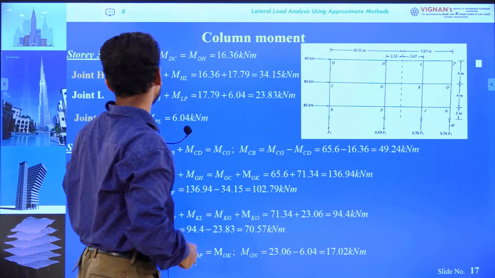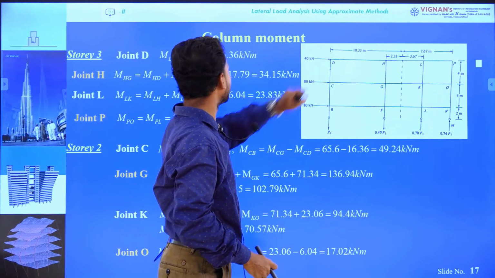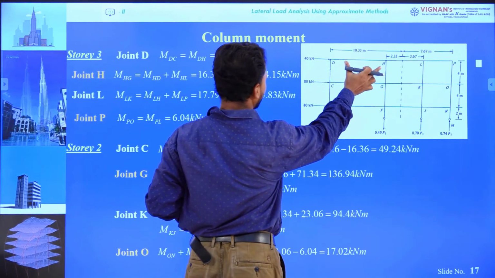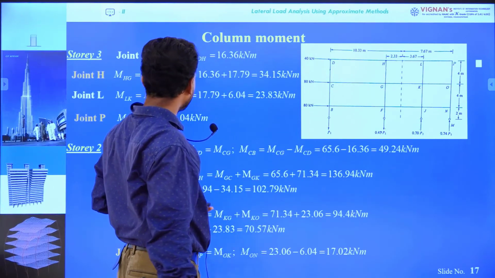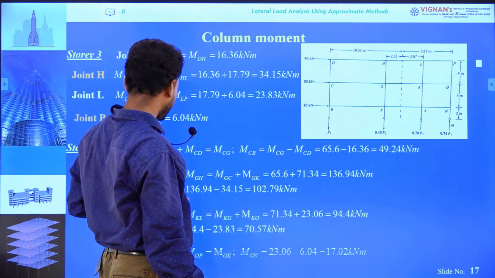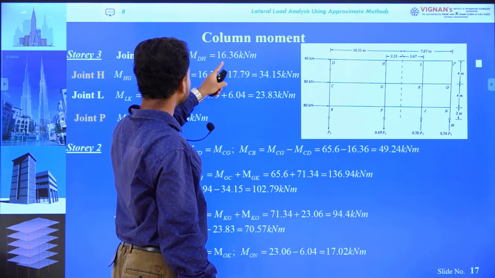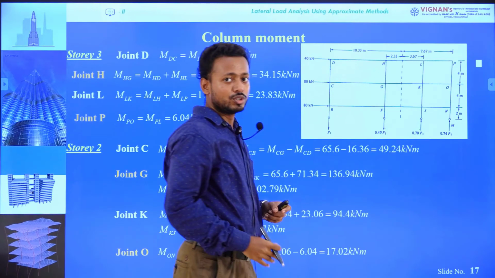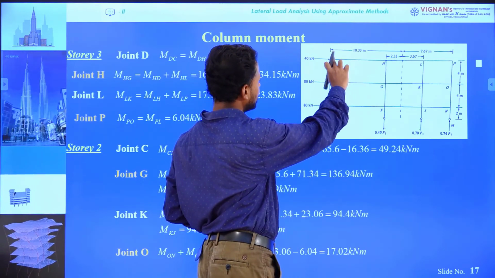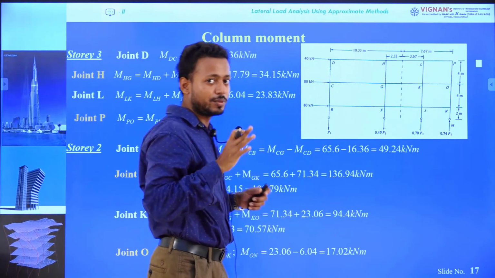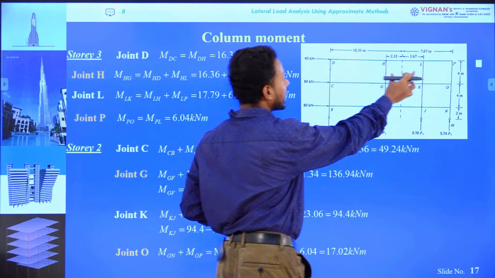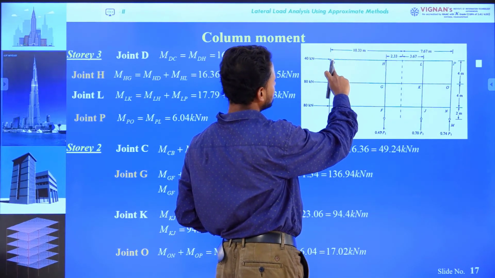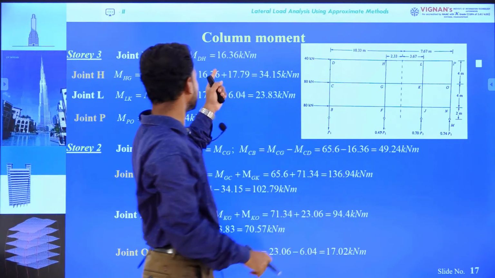So, here come to joint D. At this joint, we have MDH equals MDC, and we calculated MDC equals 16.36 because we calculated the beam moment in all the beams. So, we can write this beam moment will be equal to this column moment, as this is an exterior joint. In case of an exterior joint, we can write it, and in this joint also. So, here the column moment DC will be equal to the beam moment DH. So, we can write 16.36.